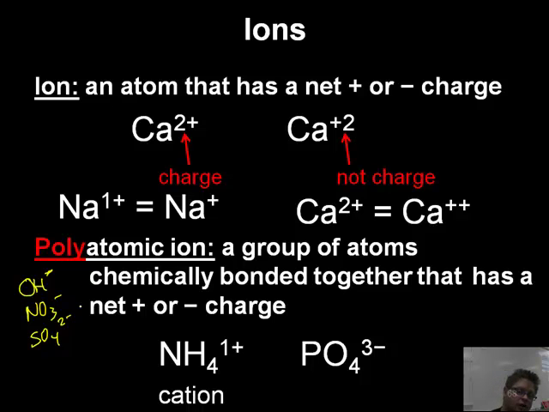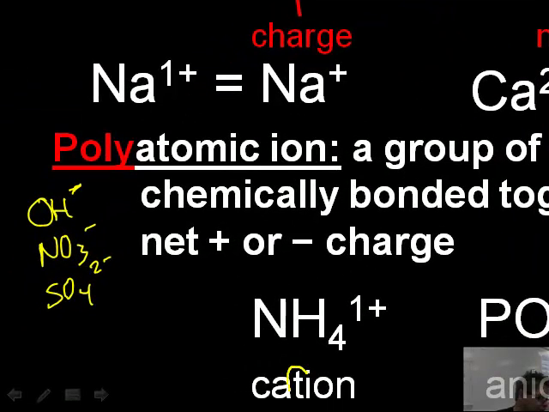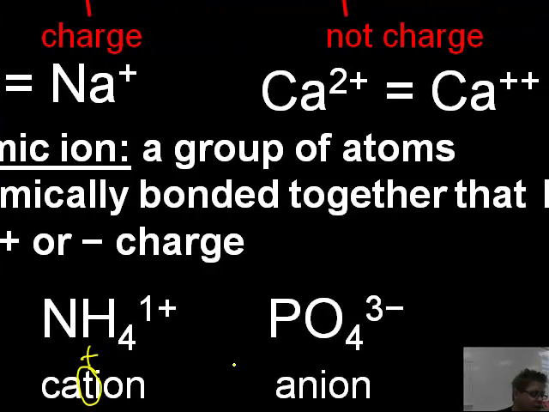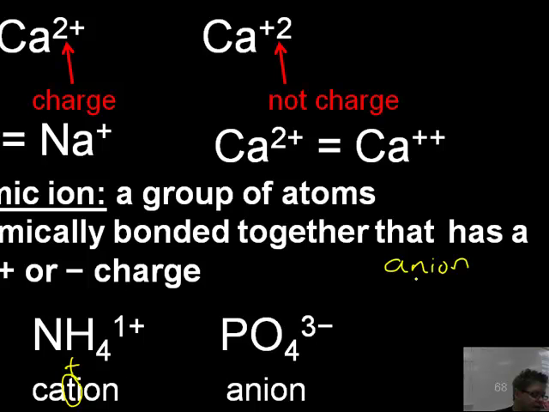Cations are the positively charged ones, and anions are the negatively charged ones. How I remember cation is if I look here, there's a positive sign right in the word cation. And then for anion, the word anion has an N, first N, that stands for negative. Just an easy way of remembering it for me.